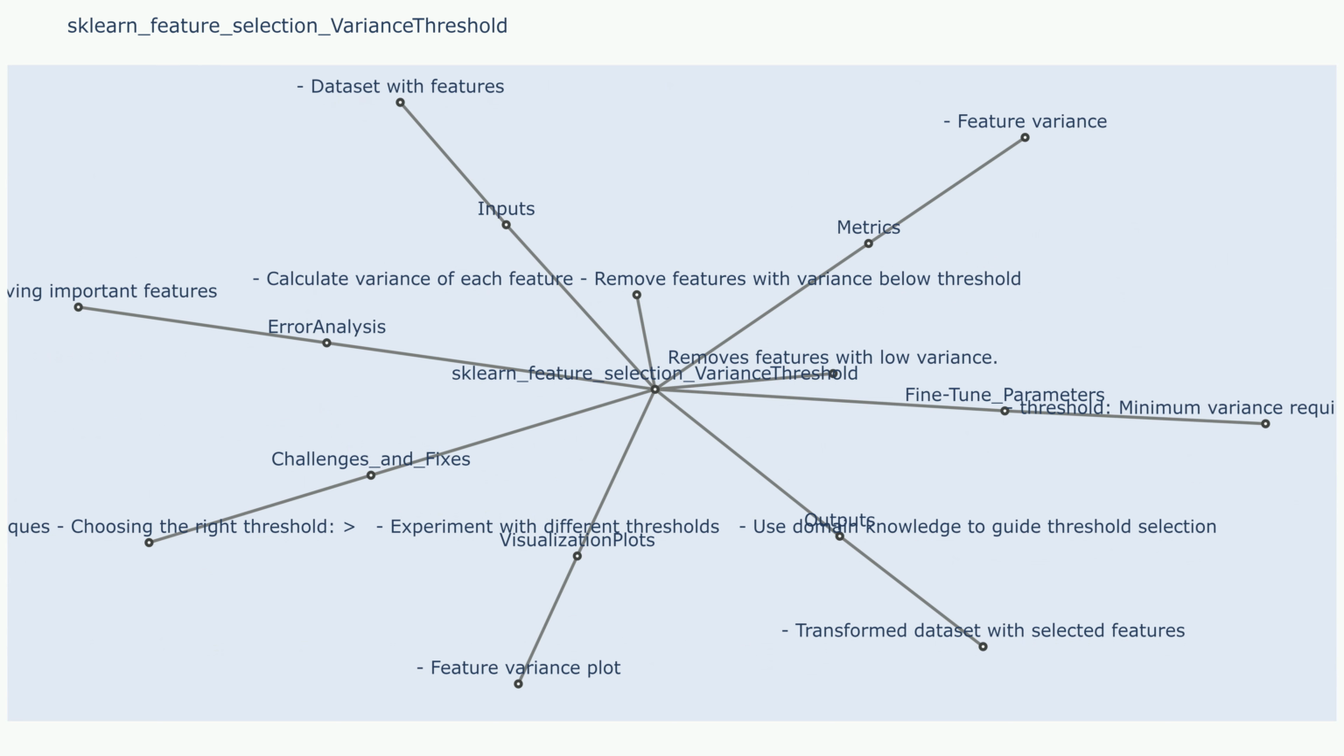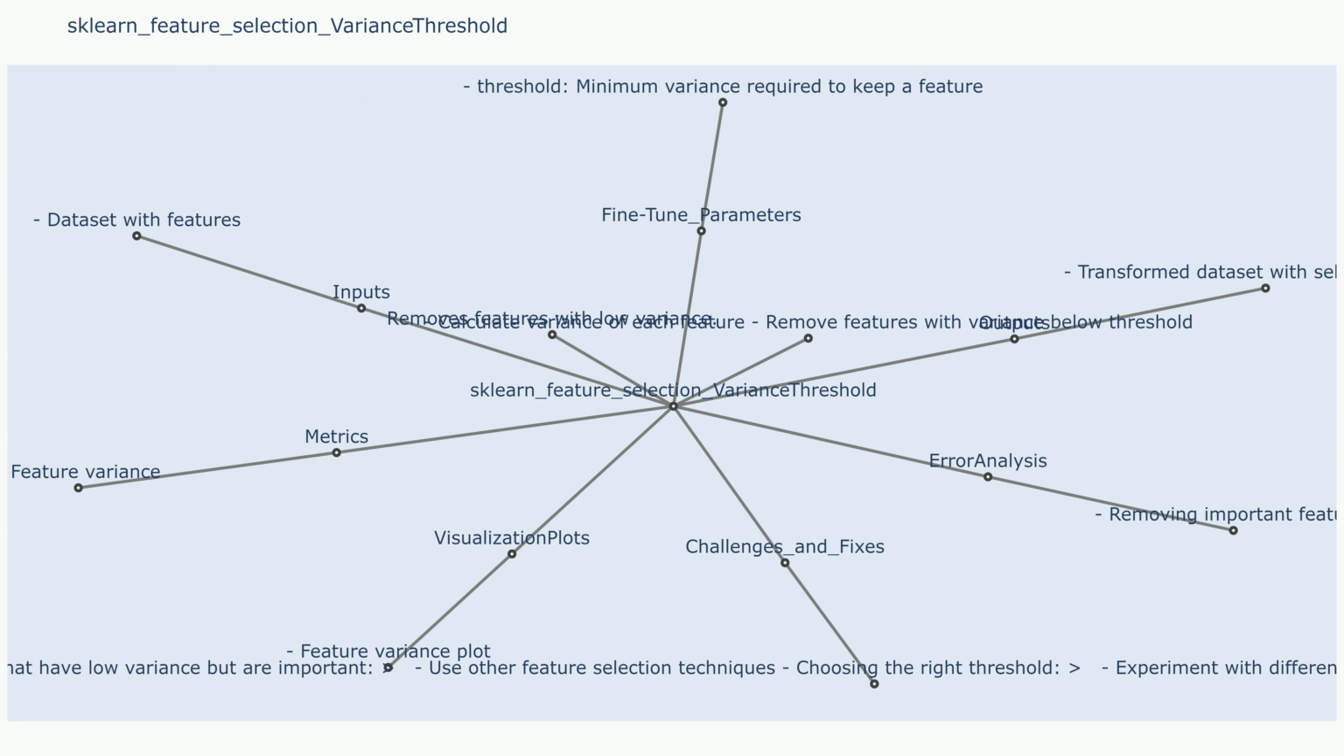Fixes to challenge 3. Consider using feature selection methods that explicitly address correlations, like SelectKBest with f_classif for classification or f_regression for regression, or use feature engineering techniques to combine correlated features.